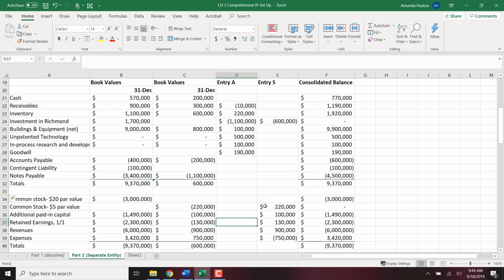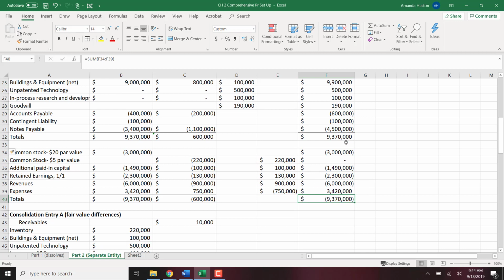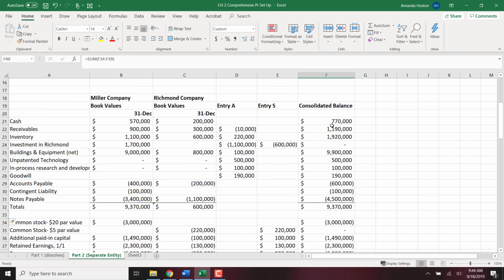So even if I separate this so you can see, basically we have the total of our assets and liabilities netted together and our equity account. So these two numbers total, these are our consolidated totals for this worksheet. And that's a comprehensive consolidated worksheet on date of acquisition.